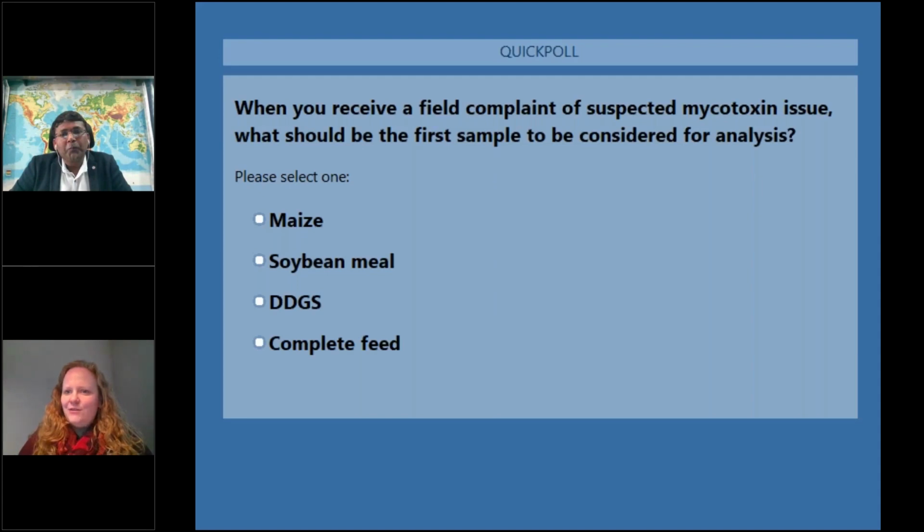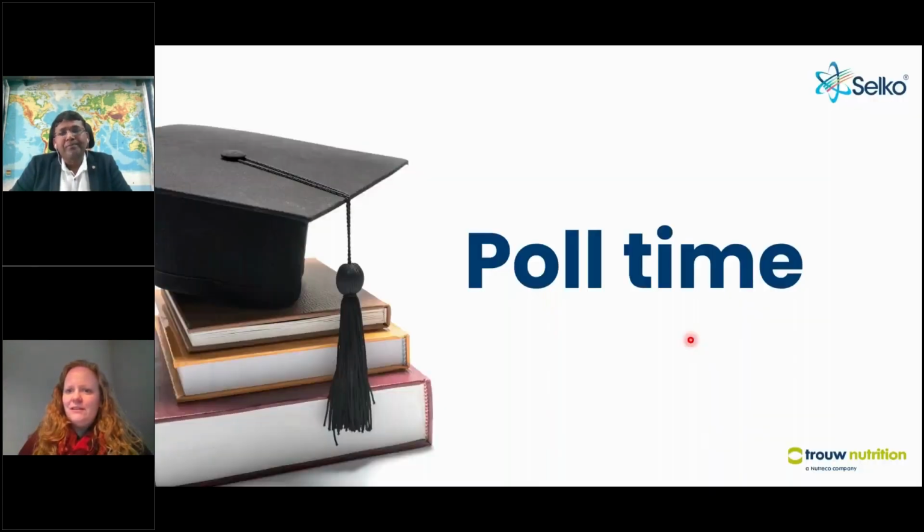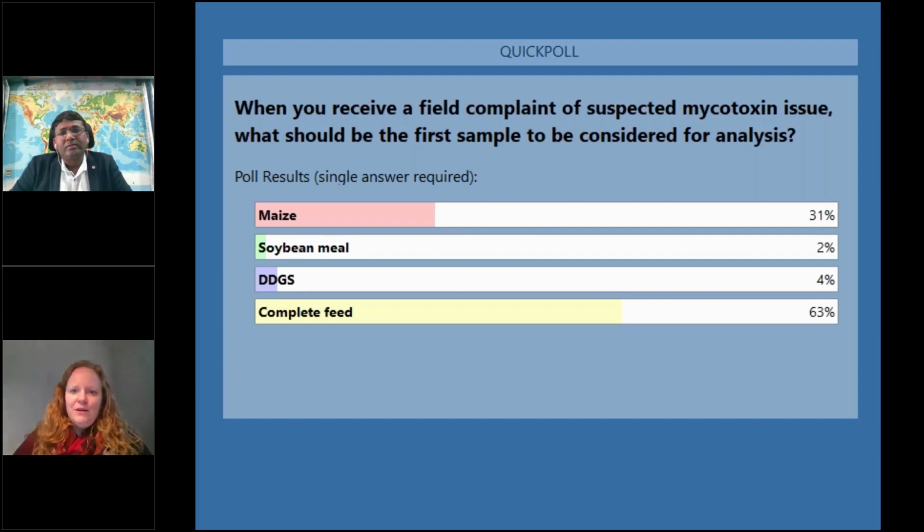Okay, I will go ahead and close the poll, and I will share the results. And there's a bit of a split going on, with about two-thirds of the people selecting the complete feed and one-third of the people selecting maize to be analyzed first. I think it's a major raw material. I'm glad that at least they didn't pick soybean meal or DDGS. So it's a major raw material, but definitely feed is the way to go.